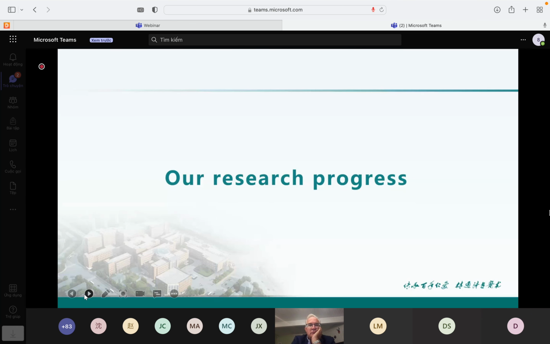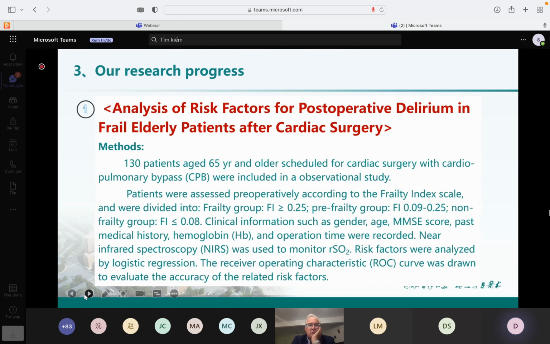Third part is our research progress. Our first research, the title is Analysis of Risk Factors for Postoperative Delirium in Frail Elderly Patients After Cardiac Surgery. 130 patients aged 65 years and older scheduled for cardiac surgery with CPB were included in this observational study.